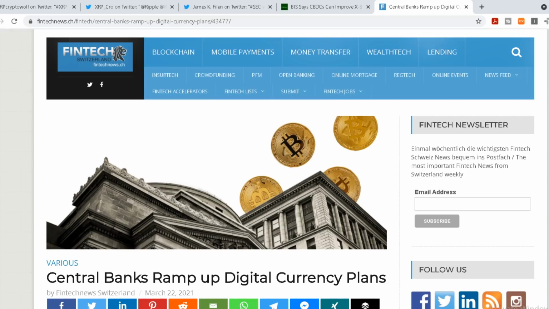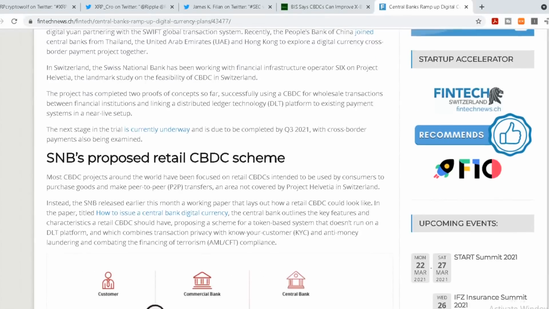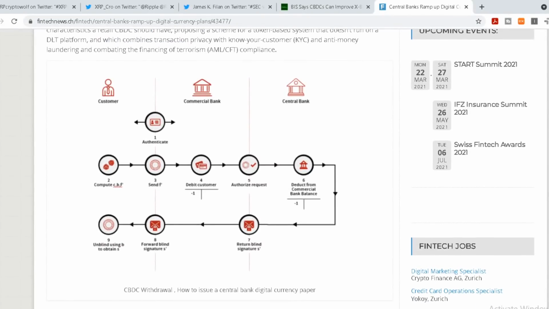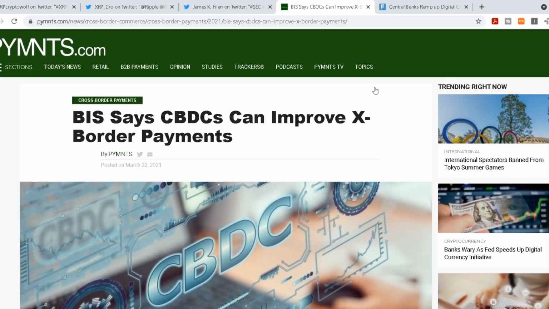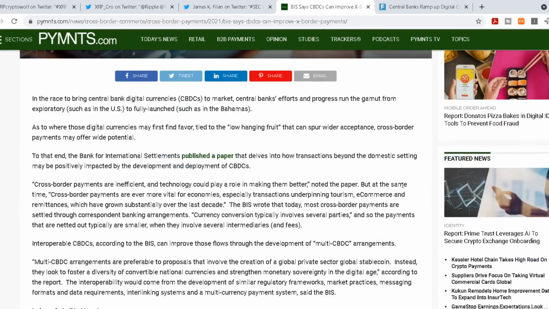Central banks are ramping up on digital currency plans, and as you go down, you kind of get to see what they are planning. They are looking to change the entire infrastructure of money, and we discussed that previously. Now this one, BIS is showing CBDCs can improve cross-border payments, and we know how it can be done. We went through the BIS documents in one of our last videos, the recent video I think. So once that's happening, they are looking to eliminate intermediaries and fees. Now that's intermediaries for a payment, for a client.